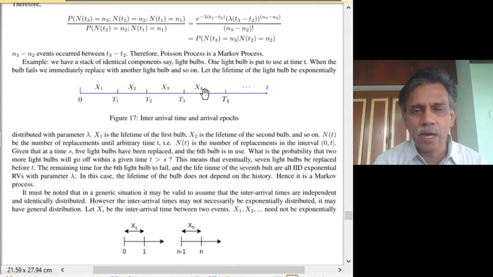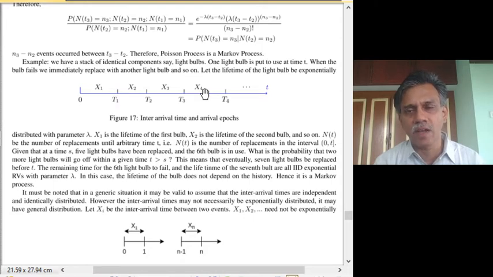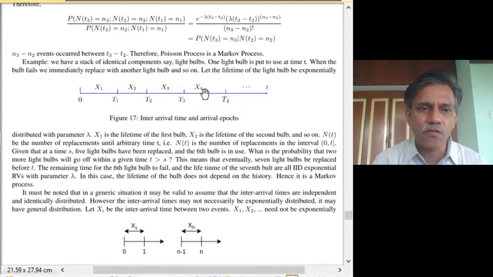If we further assume they are exponentially distributed, then the number of bulbs that you would have used till time t is a Poisson stochastic process, because it is a count of the number of bulbs that we have put into use till a given time t, and the duration between two replacements is the lifetime of a bulb, which has exponential distribution. Therefore, N(t), the number of bulbs that we have used so far, is a Poisson stochastic process.